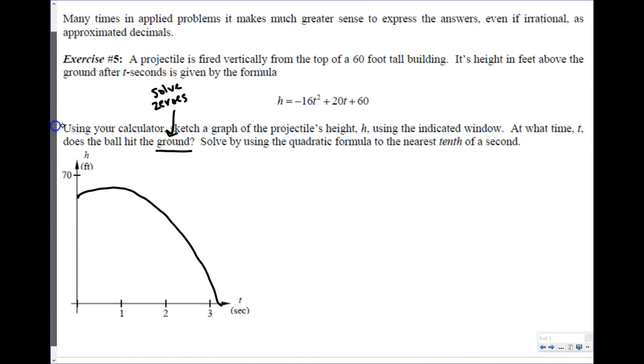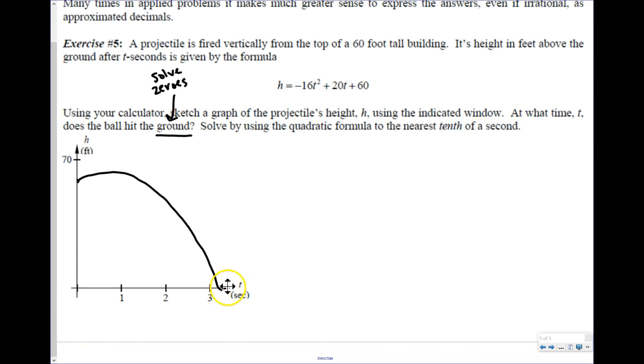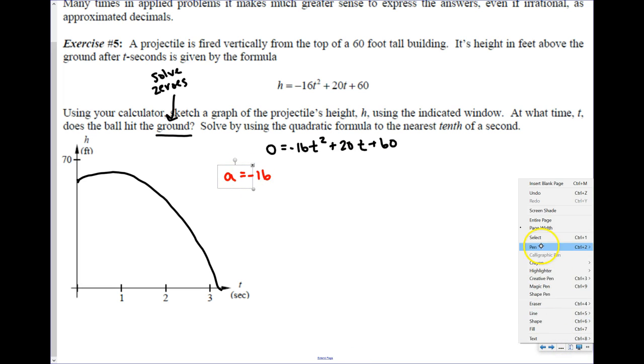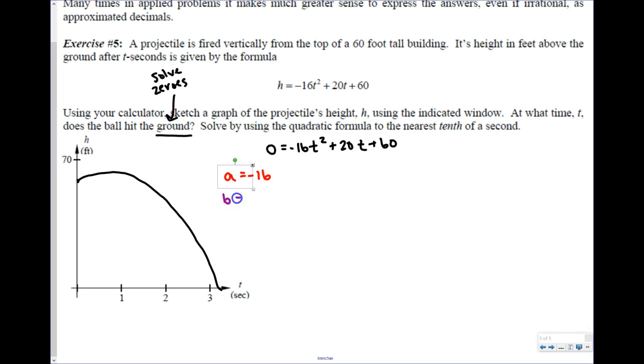To me, in my sketch, it kind of looks like it hits after 3, but I know that's just a sketch. Let's actually see what the real value is. So the first thing I'm going to do is rewrite this with 0 equals negative 16t squared plus 20t plus 60. And I'm going to define a, b, and c like normal. So a equals negative 16, b equals 20, and c equals 60. Okay?